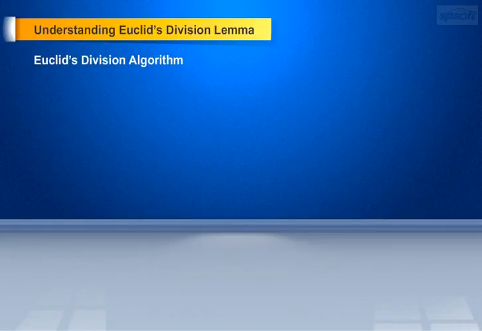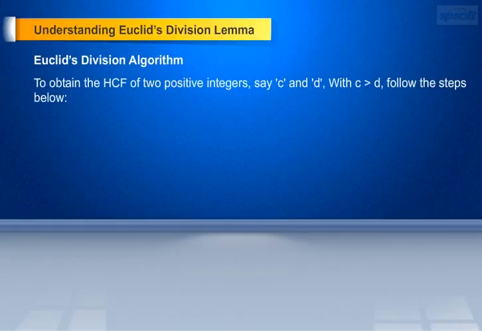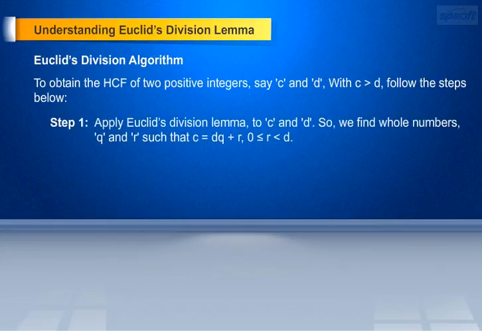Euclid's division algorithm. To obtain the HCF of two positive integers, say c and d, with c greater than d, follow the steps below. Step 1. Apply Euclid's division lemma to c and d. So, we find whole numbers q and r such that c equals d into q plus r, 0 less than or equal to r, less than d.